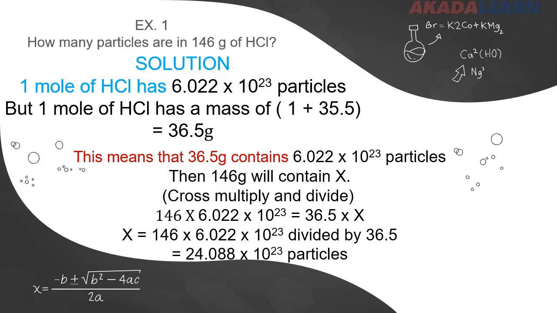X now becomes 146 times 6.022 times 10 to the power 23 divided by 36.5. This will give us a total number of 24.088 times 10 to the power 23 particles. So if 36.5 grams can have 6.022 times 10 to the power 23, 146 grams will have 24.088 times 10 to the power 23 particles.